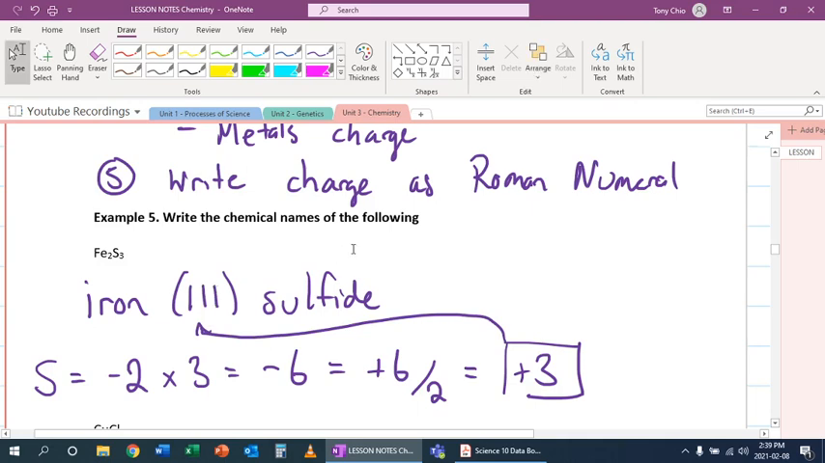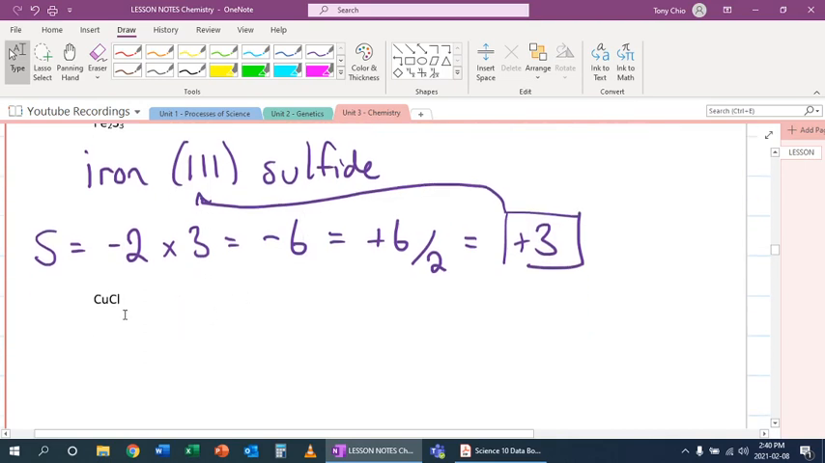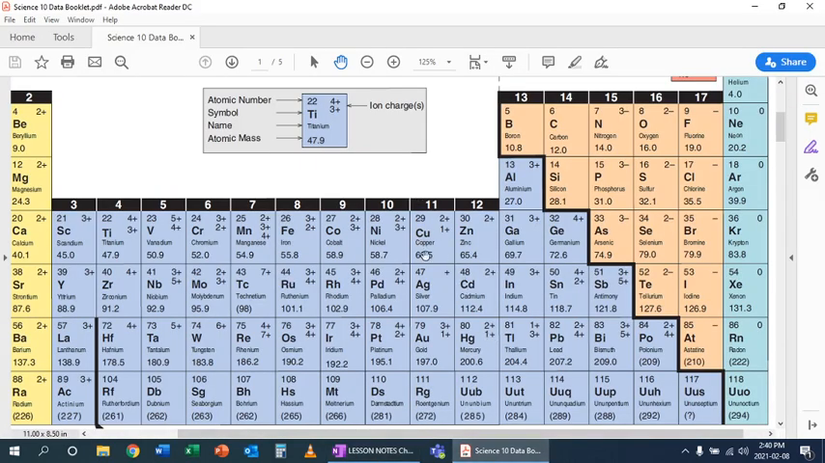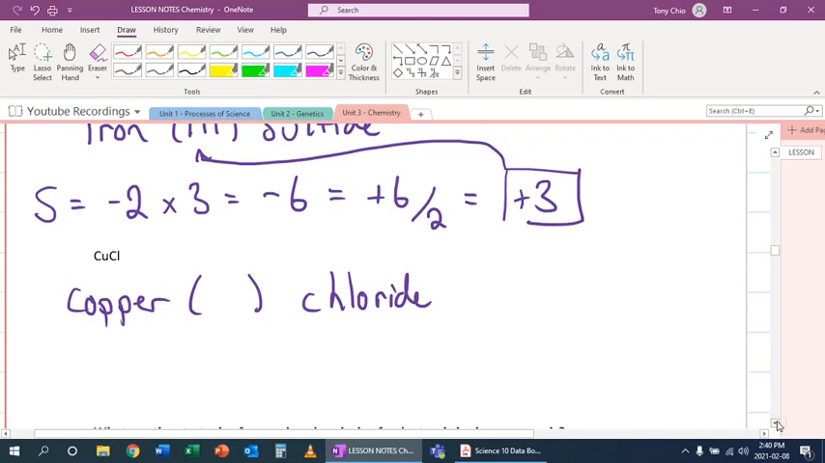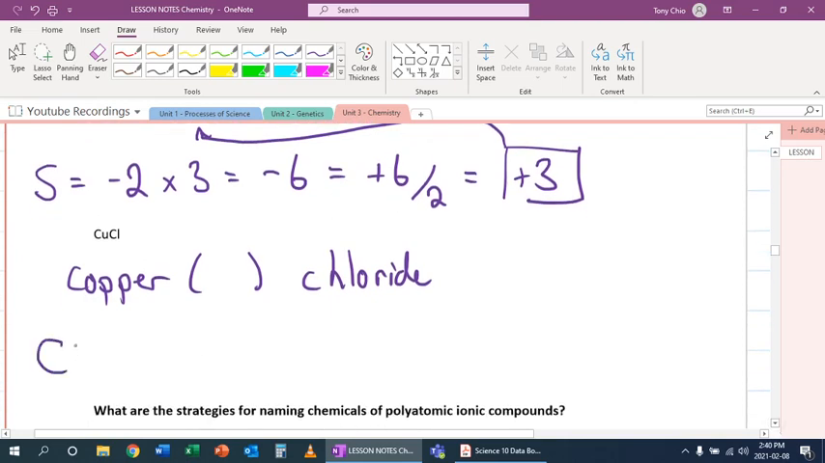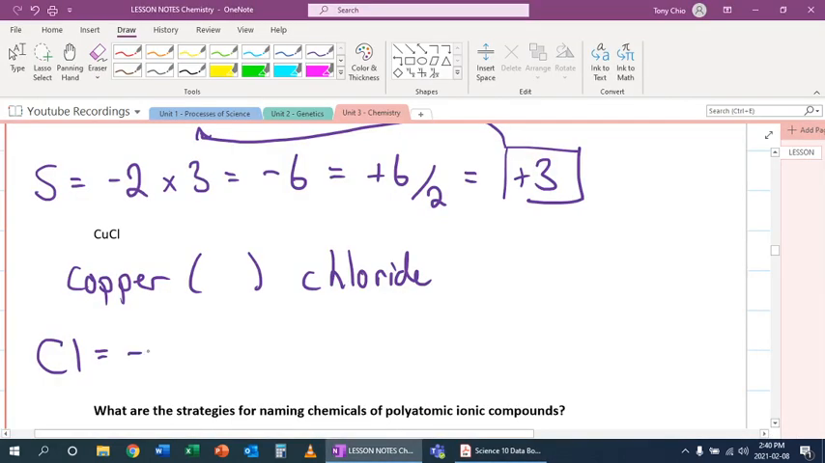If you want to try the next one, try it out on your own, so you can pause the video, but I'm going to do this right now. So this next one is CuCl. Cu is copper. Cl is chlorine, so it becomes copper chloride. But we don't know, again, what that Roman numeral is in the middle. So what we do, we use chlorine's charge. Chlorine has a -1 charge.